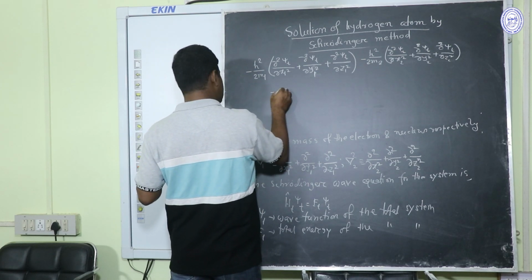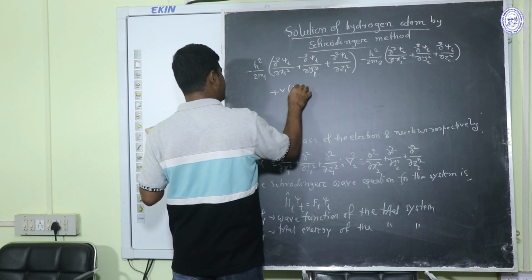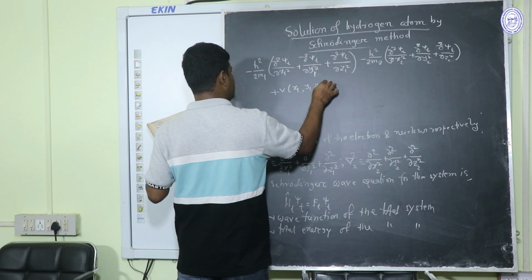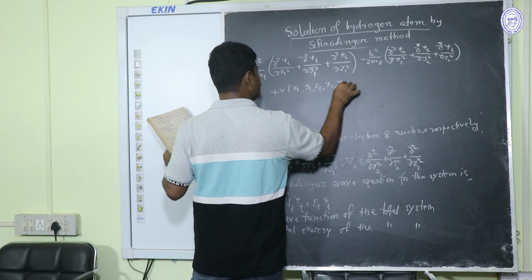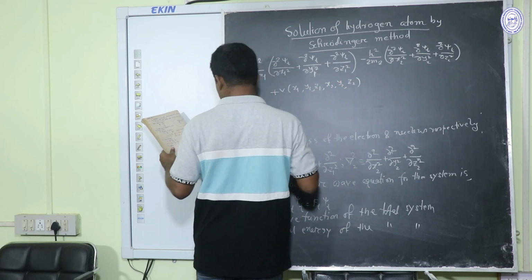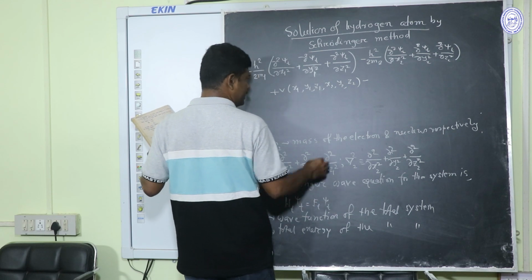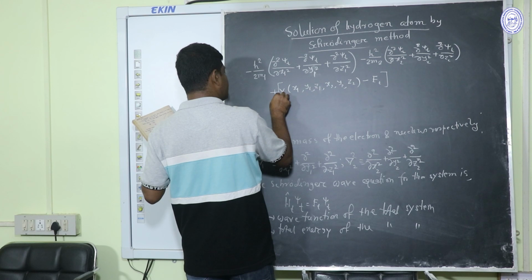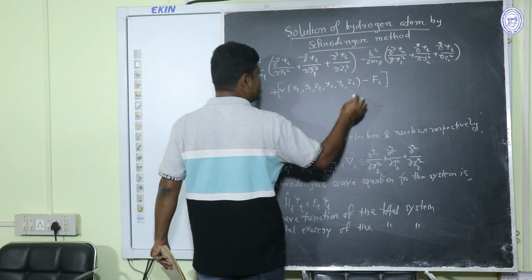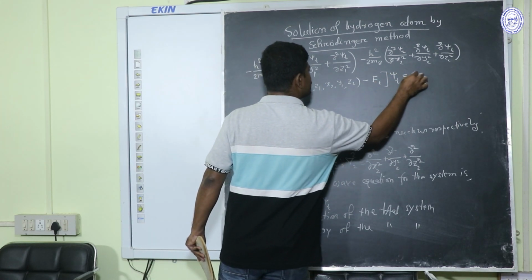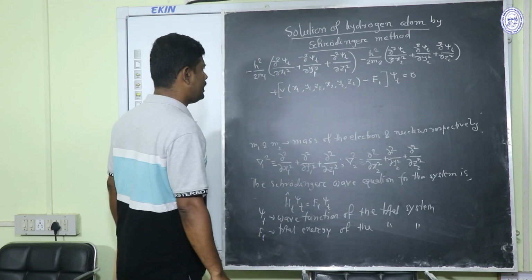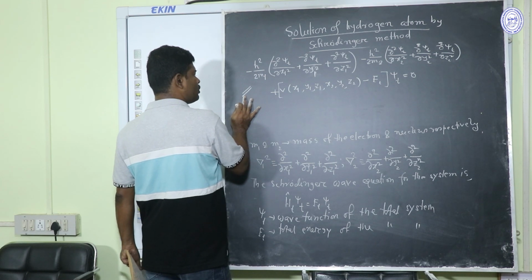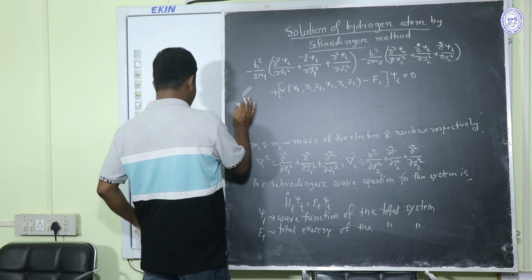plus potential V, a function of x1, y1, z1, x2, y2, z2, minus Eψt, with E taken to the left side, and this is equal to 0. So, this is the elaborate expression of the Schrodinger equation for the hydrogen or hydrogenic atom in the Cartesian coordinate system.